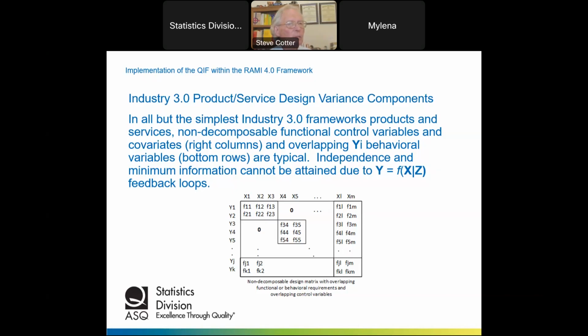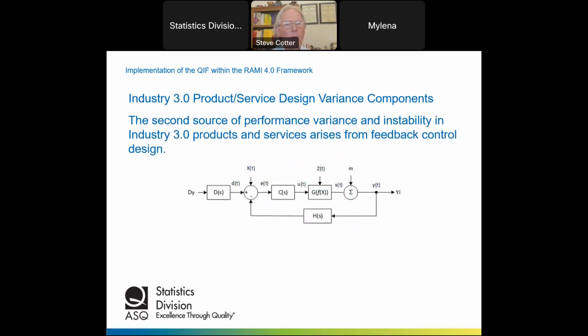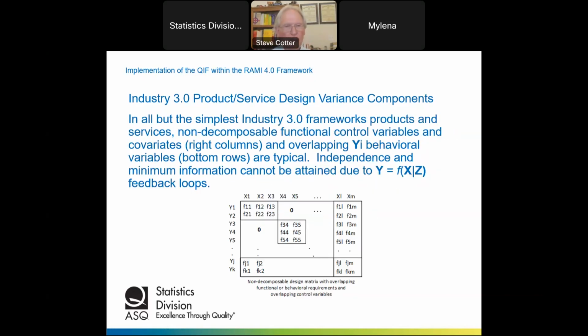Note that the right column again contains the z covariates in the form of other non-decomposable experimental dependencies on our true non-controllable CI ZJ covariates that admit moderating and mediating feedback loops. The overlapping yi behavioral variables in the bottom rows induce feedback through the yi yj interactions. Again, this was all out of the design literature.